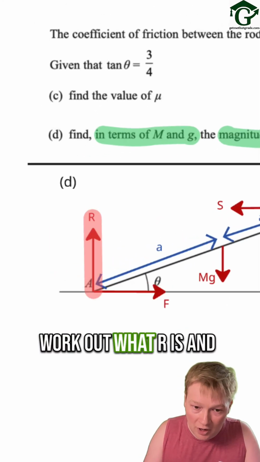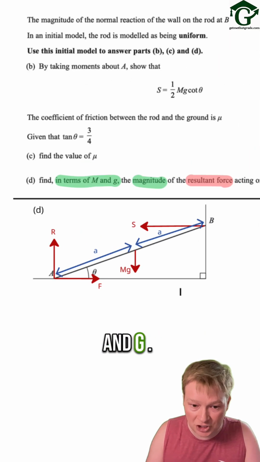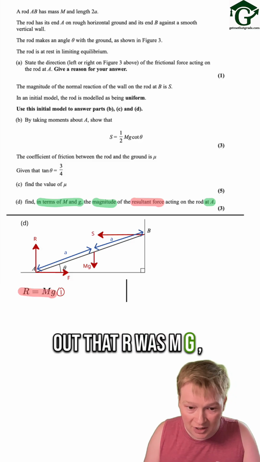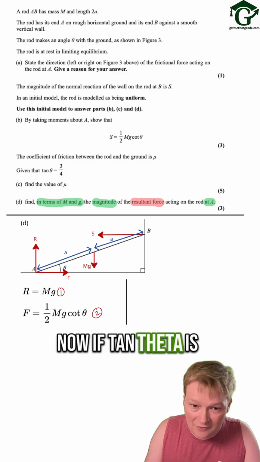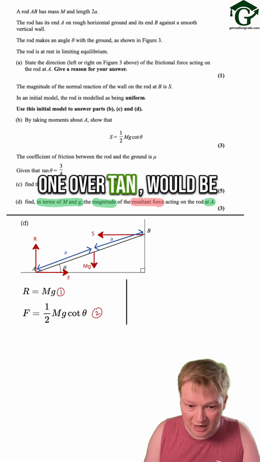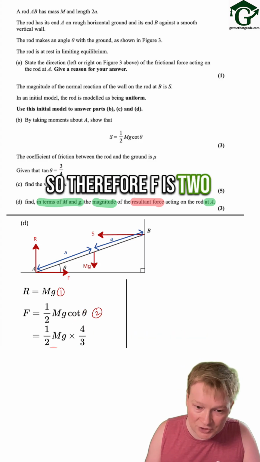So we're going to need to work out what R is and what F is in terms of m and g. Earlier we worked out that R was mg, and we worked out that F was 1/2 mg cot theta. Now if tan theta is 3/4, remember cot theta, 1 over tan, would be 4 over 3. So therefore F is 2/3 of mg.